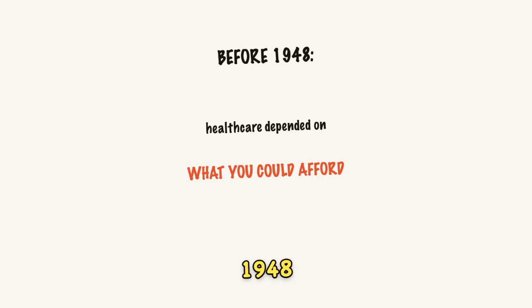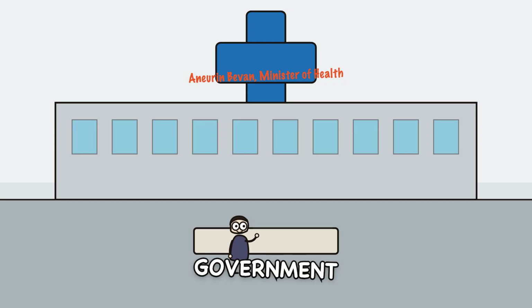Before 1948, healthcare in Britain depended heavily on what you could afford to pay for it, a system that left the poorest either going without treatment entirely or relying on patchy, inconsistent charity care that varied wildly from town to town. Aneurin Bevan, Minister of Health in the post-war Labour government, drove through arguably the single biggest change in the entire history of British medicine.